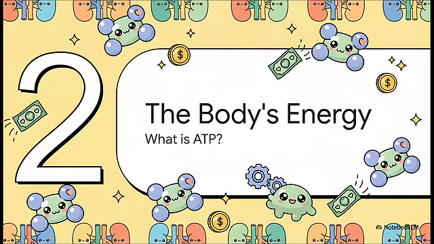Okay, so we've got the location down. The other major piece of this puzzle is ATP. To put it simply, ATP is like cash for your cells. If a cell needs to do any kind of real work, and I mean any work, it has to spend some ATP. It's the body's energy currency.